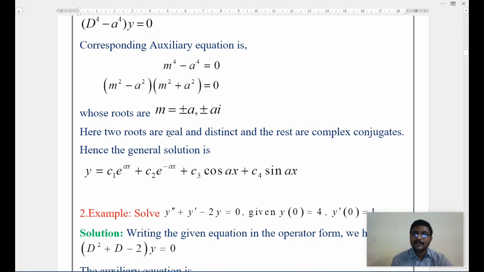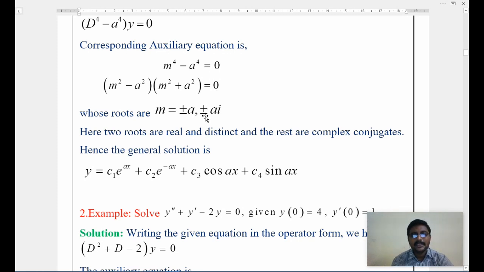For real roots, we have to write the CF as C1 e power ax plus C2 e power minus ax. For the first two roots, that is plus or minus a, the complementary function is defined like this, and the rest are distinct. Here, the two roots plus or minus a are compared with alpha plus or minus i beta.